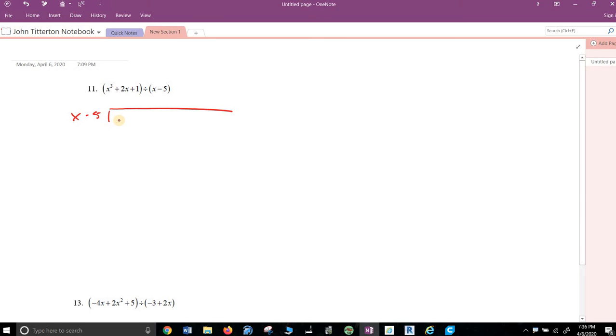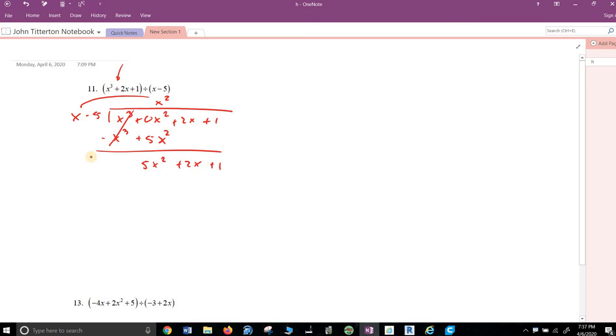X minus 5, and then it's x to the third plus 0x squared, because we need a placeholder, plus 2x plus 1. So we say x times x squared, and we put it above the x squared, and then we multiply x to the third minus 5x squared. Then we subtract down, and the easiest way to do that is change the signs and add. These cancel, which is the whole bloody point, so they better cancel.